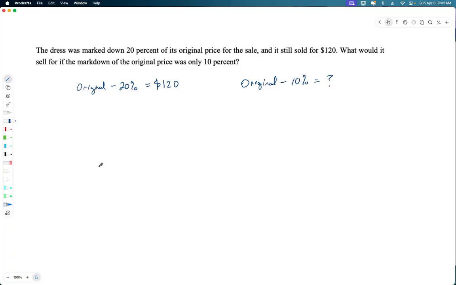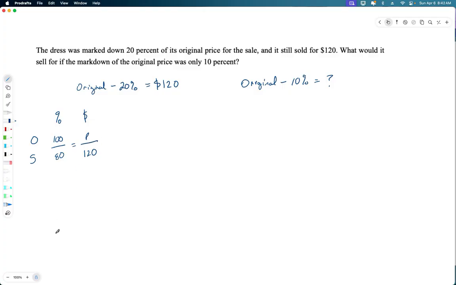So I'm going to use this to set up a proportion statement. And to do that, I'm going to use my percent and my dollar columns. I've got the original price, and then I've got my sale price. So the original price is going to be 100% of the price. And the sale price is minus 20, so that would be 80. We don't know what the original price is. That's what we're looking for. So I'm going to look for P, price. And we know the sale price is $120. So this is going to be my proportion statement.